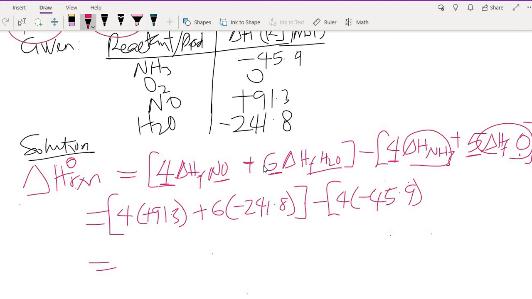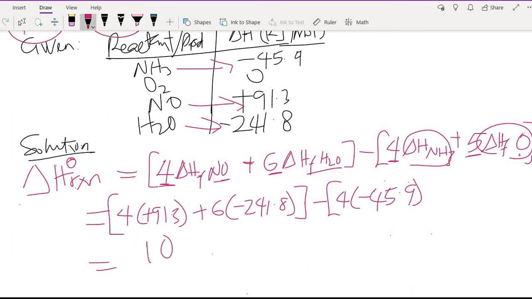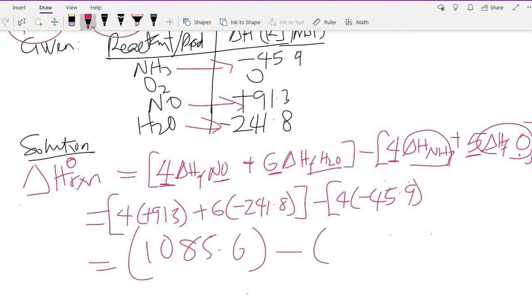For NO, we have 91.3. This is 4 times positive 91.3. And for the water molecule, we have negative 241.8. For ammonia, we have negative 45.9. When we plug all these things into our calculator, we have the value to be 1085.6, minus 4 times negative 183.6.